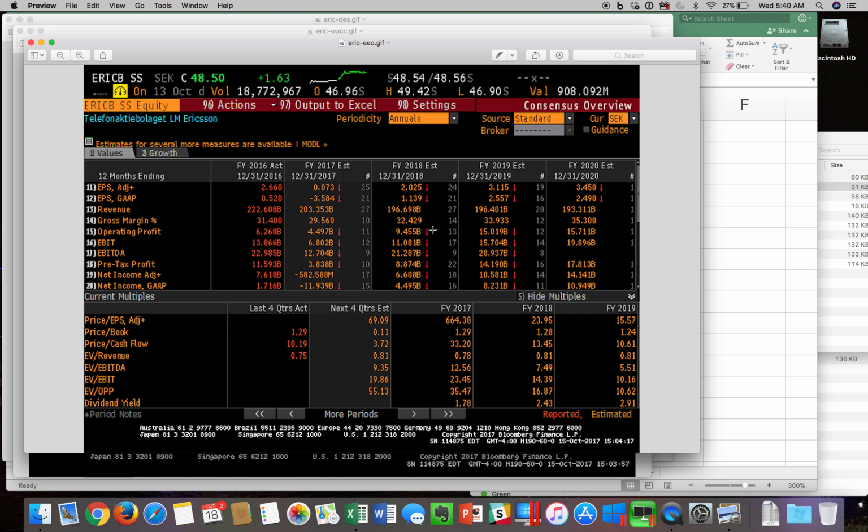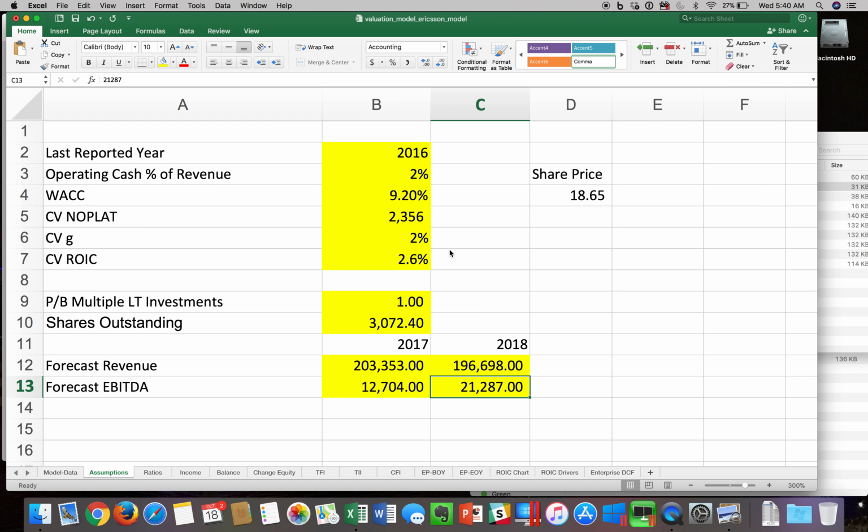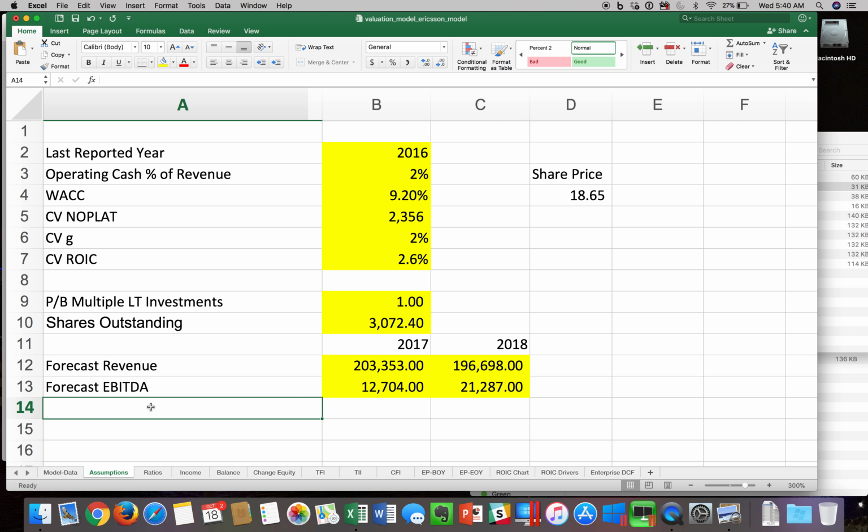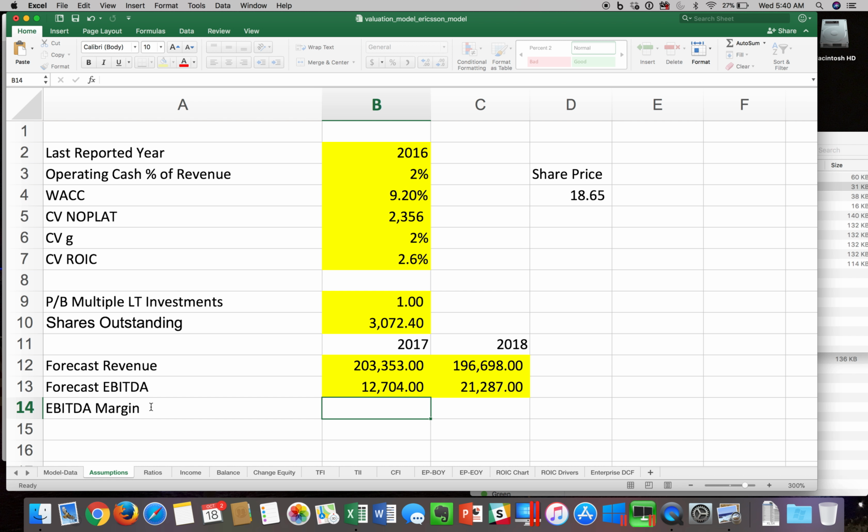Basically, these are the current analyst estimates for EBITDA and for revenue for Ericsson going forward, which means our EBITDA margin forecast equals forecasted EBITDA divided by revenue, which is 6% and 10.82.